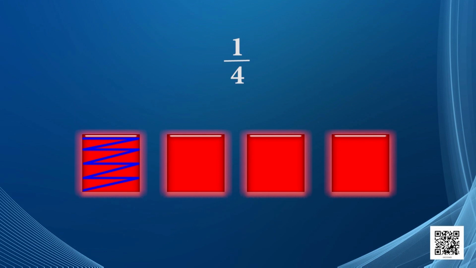Now, what about 1 upon 4? Let us see. How many boxes are there? 4. Out of which, how many boxes are shaded? 1. Is it half? No. Then 1 upon 4 is not equivalent to 1 upon 2.